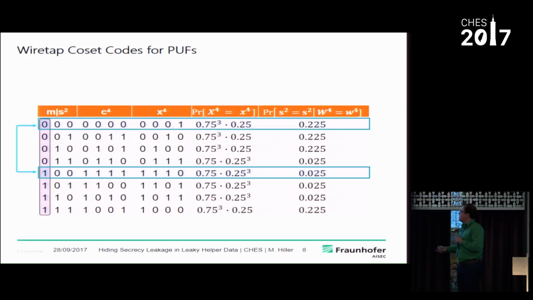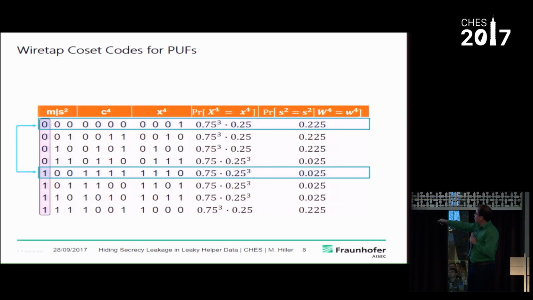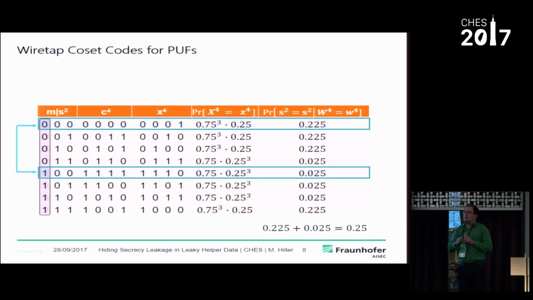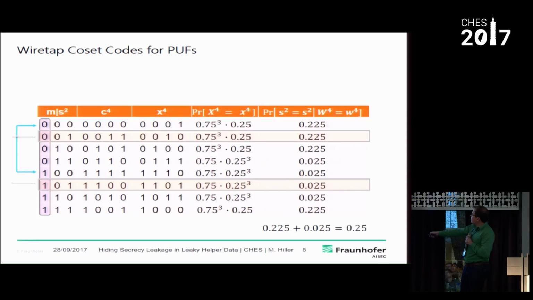So now, instead of having a one-to-one mapping where one helper data, one PUF candidate is mapped to one secret, now we have two PUF candidates mapped to that secret. And the nice thing is, now these two occur with 0.25 together. So now we have a 2-to-1 mapping, and in this 2-to-1 mapping, they actually occur with a quarter. And if we look at the next pair, key candidate 01 and here also 01, they also occur with that.